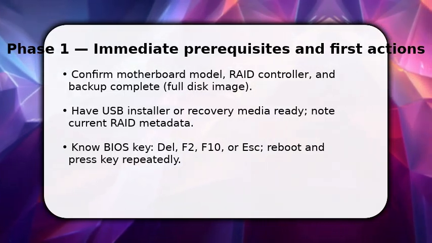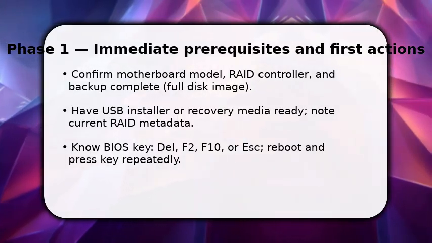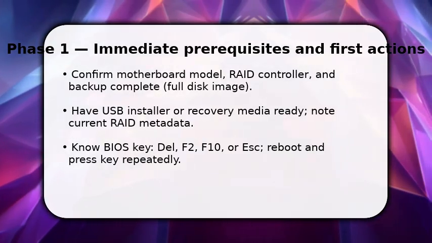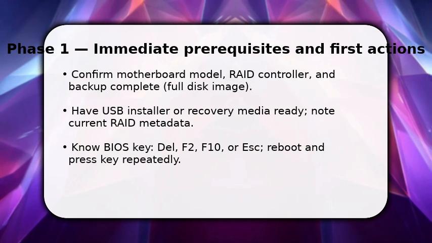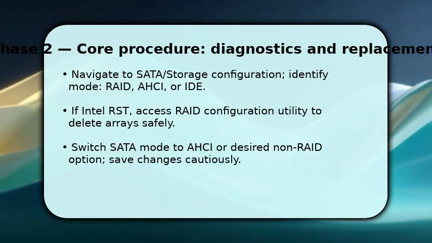menus differ. While in BIOS, locate the SATA or storage configuration section quickly. You will need that screen. Do not proceed until you've recorded current settings and confirmed backups exist. You now find the SATA or storage configuration and identify whether the mode is RAID.